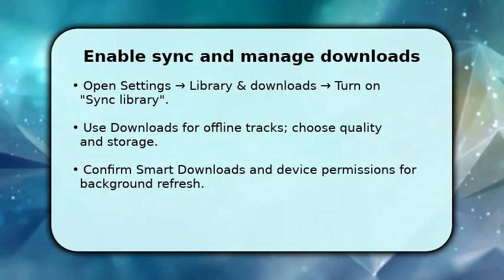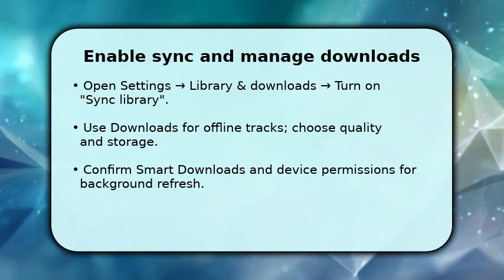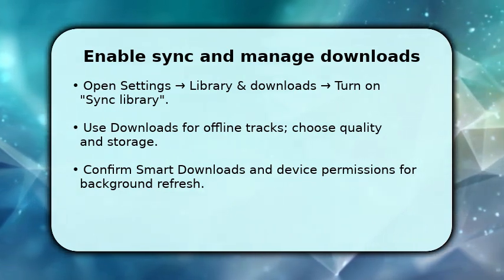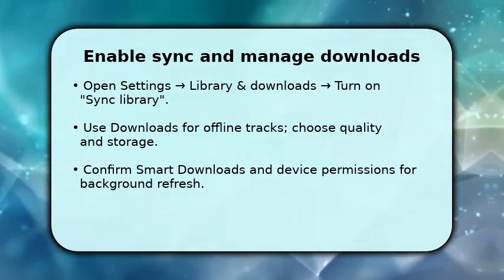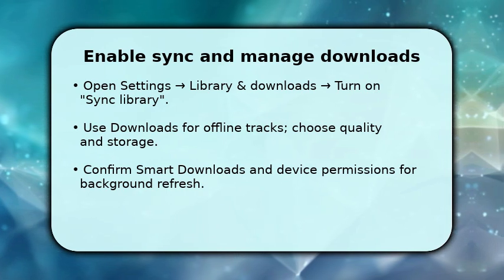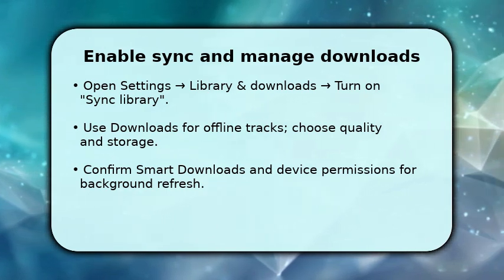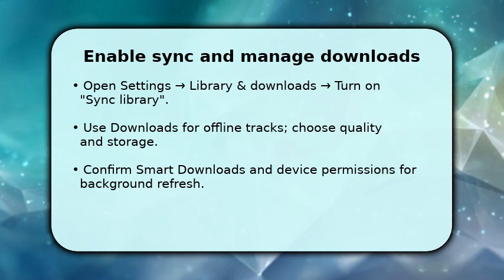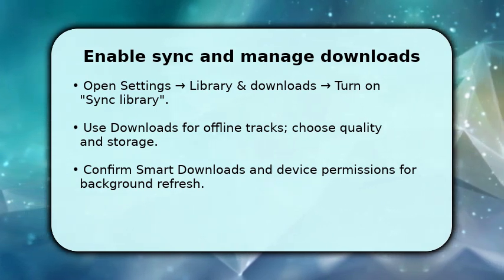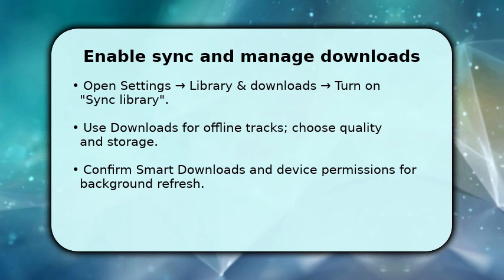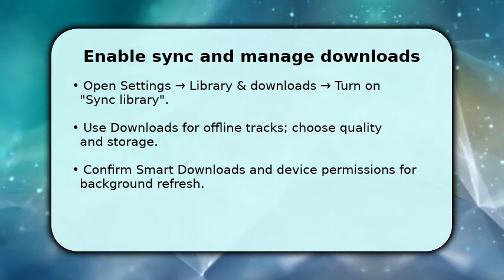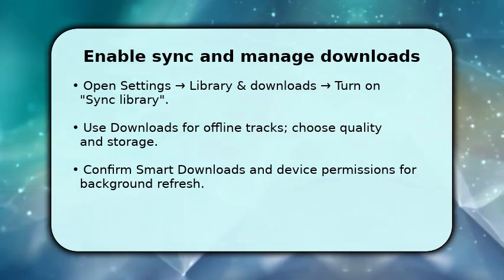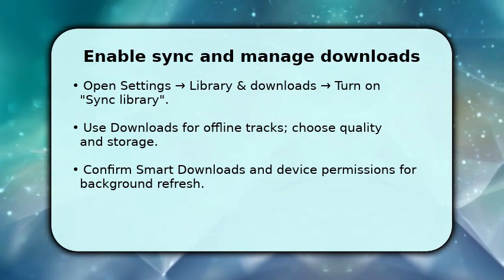In Settings, tap Library and Downloads and turn on Sync Library so playlists, likes, and uploads propagate. Make sure downloads are set to your preferred quality and storage location so offline copies match across devices. Also enable Smart Downloads if you want automatic offline updates, and grant the app background refresh and storage permissions. Without them, files won't update automatically.